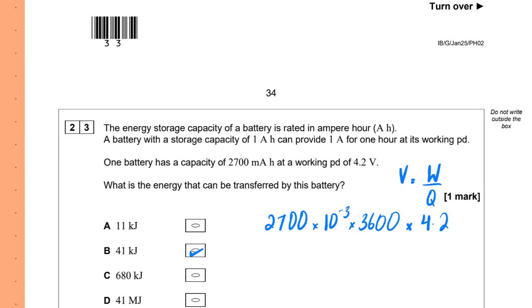23. So this one, the energy storage of a battery is given in this. So this is basically the charge, if you think about it. It's current times time. So this is the charge, and it says that this battery works at 4.2 volts. So I have to recall this formula, V equals W over Q. So W equals VQ. So I multiply these to get the energy as 41 kilojoules to 2SF.